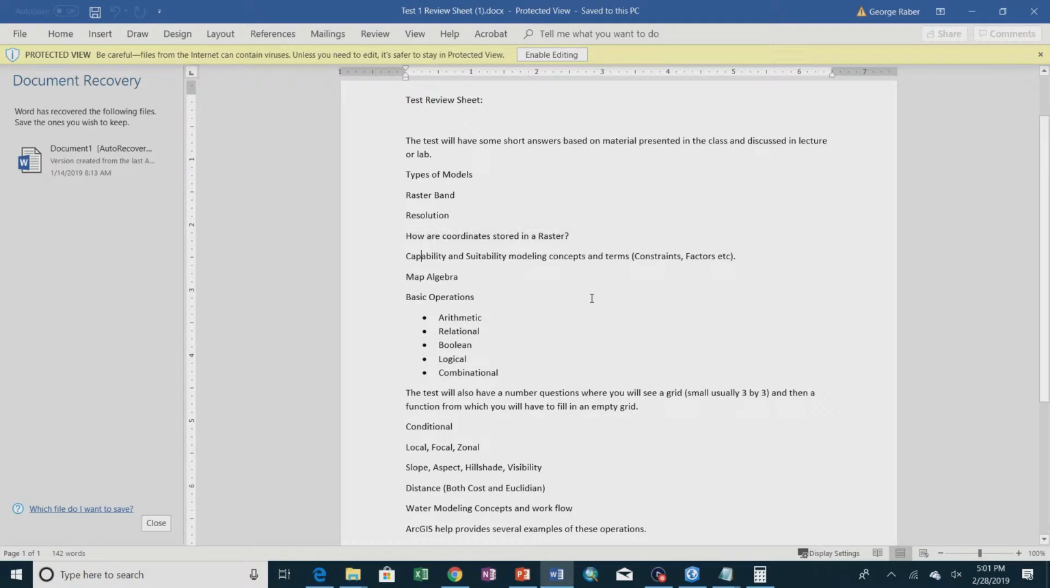So we talked about capability suitability modeling. So go back and look at the slides in terms of constraints and factors. So there will be a question that has to do with how do I implement this type of capability suitability modeling? Like if I'm going to weight the factors and then add them together, how would I actually do that? Well, weight implies that you multiply each by a weight and then add them together.